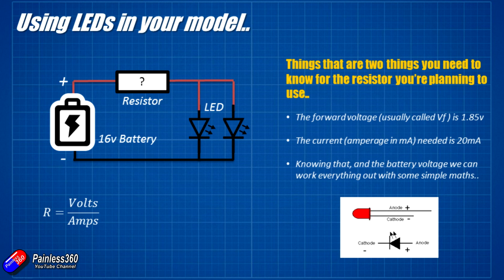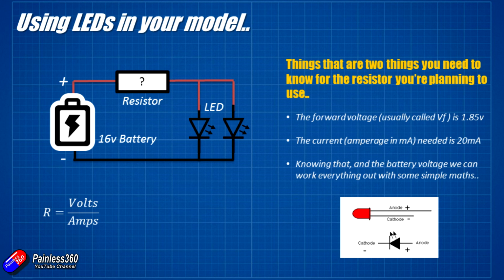Now again, we're going to use the same 16 volt battery that we just had in the last example, but this time the way it's going to work is we're going to have 20 milliamps flowing through the first LED on the left, and we're going to have another 20 milliamps flowing through the LED on the right. And that means through the resistor we're going to actually have to have 40 milliamps, because that will split up once it gets through the resistor and go through each of the LEDs.